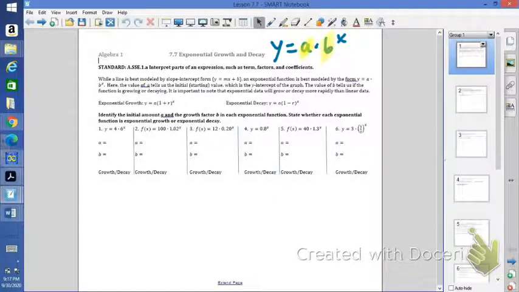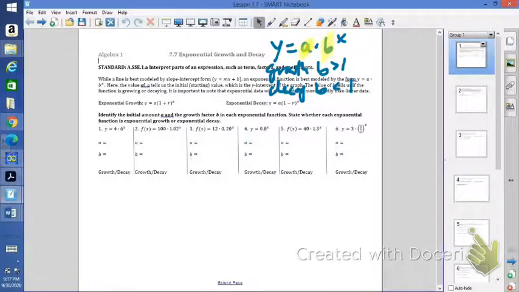So if this b is greater than 1, then we have exponential growth. So if b is greater than 1, you have growth. And if b is less than 1, you have decay.